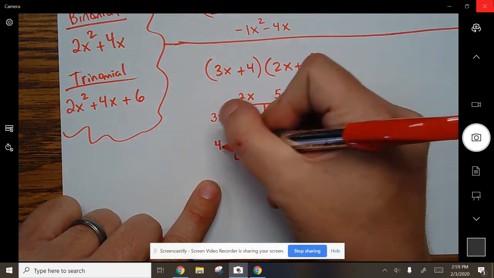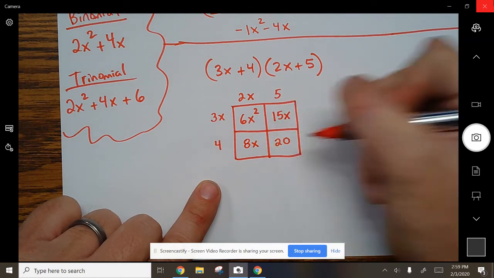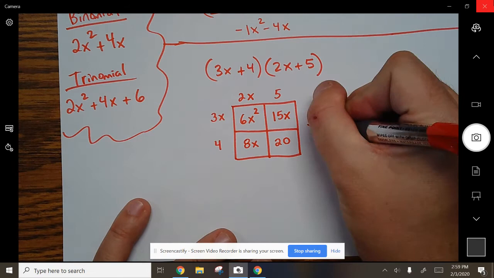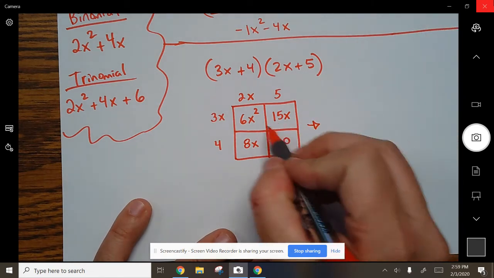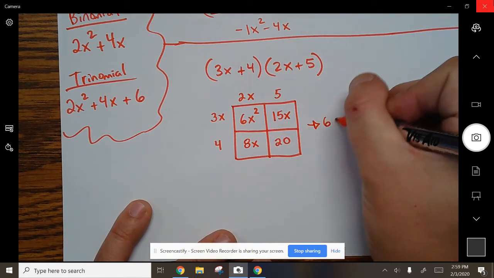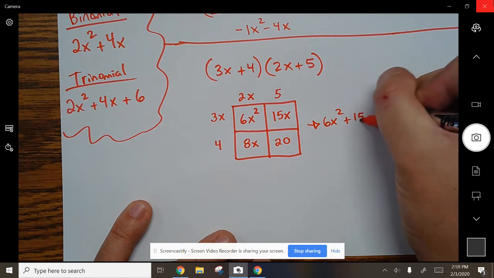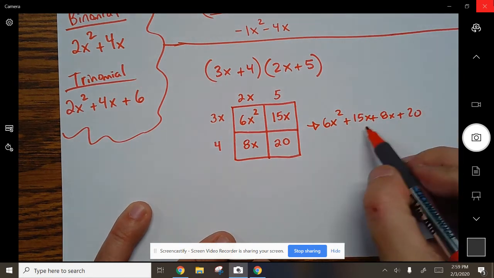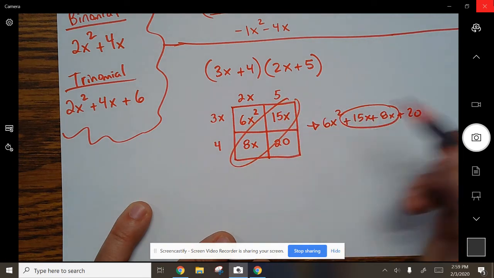8x. And then 4 times 5? 20. So your Punnett square is pretty much done, but you need to look at this and see, are there any like terms? If I was to write this all out, I would write 6x squared plus 15x plus 8x plus 20. And I would see that the middle part here, those are like.